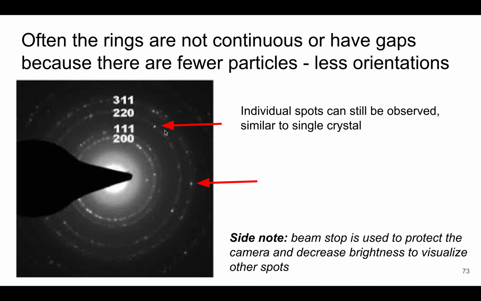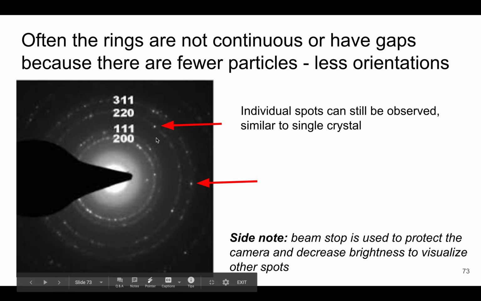Just a side note here, because you might have been wondering about this thing that appears in some of these. This is called a beam stop, and it's something that protects the cameras that we use, because if we let the transmitted or central spot go through, it is so bright that it tends to obscure everything else. It basically whites out the image. So this is to protect the camera from that huge dose of electrons, and also reduce the brightness so that you can see all of these other spots.